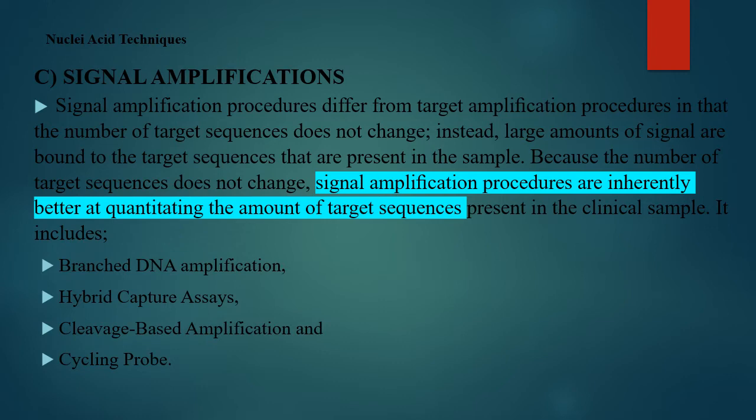Now, the various kinds that are available are branch DNA amplification, hybrid capture assays, cleavage-based amplification, and the cycling probe. So we'll deal with these.